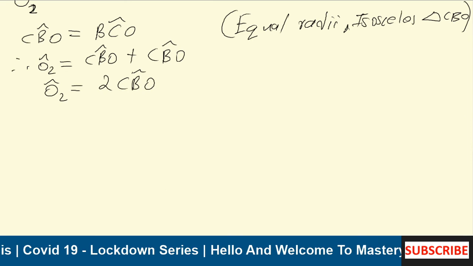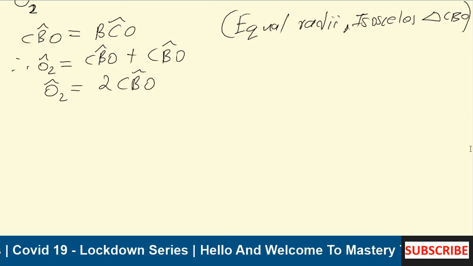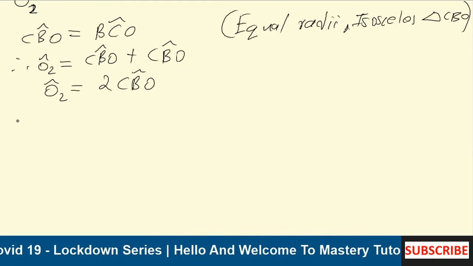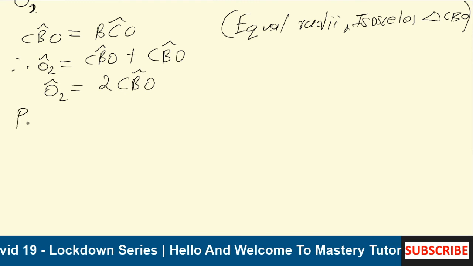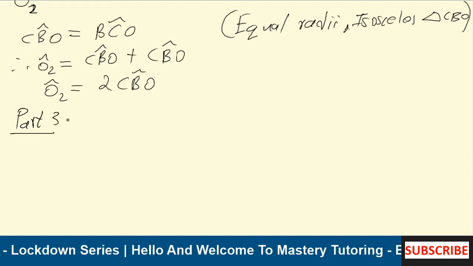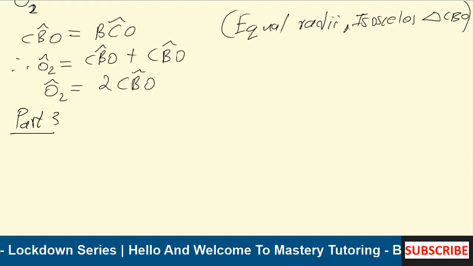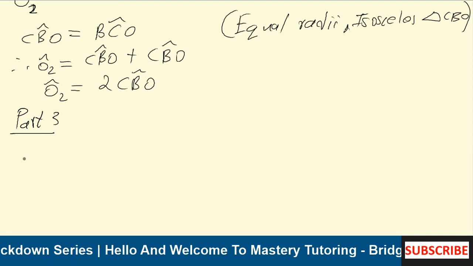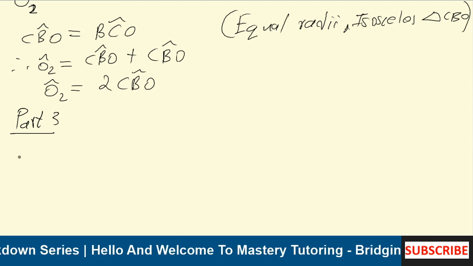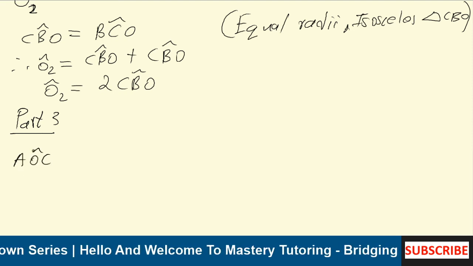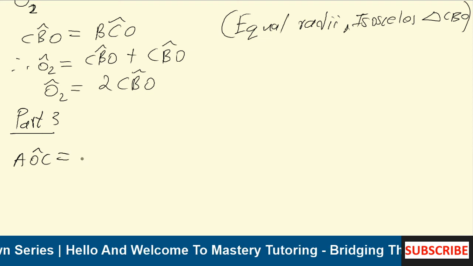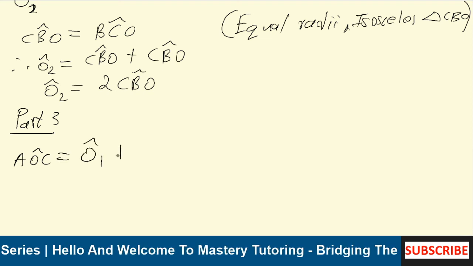Now we're going to go to part 3. Part 3 is going to look like this. Now we are looking for angle AOC. Angle AOC is given by O1 plus O2.